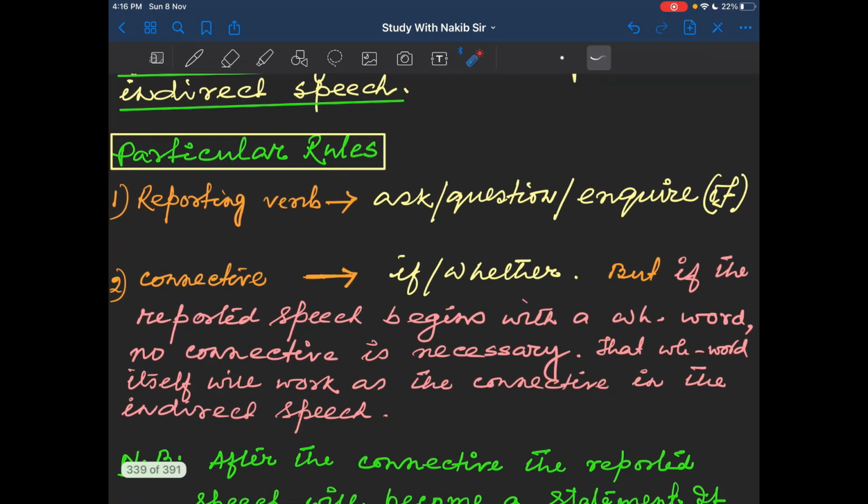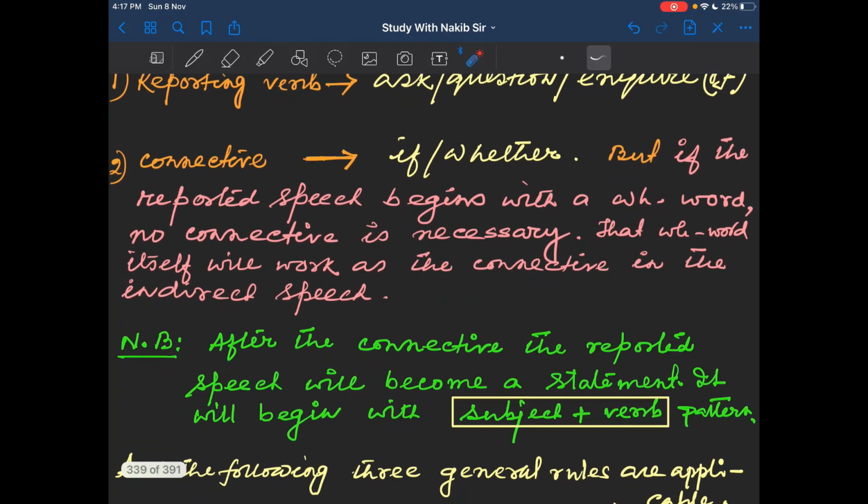So you have got your connective if or whether. But if the reported speech begins with any WH word, this connective is not used there. That very WH word at the beginning of the reported speech will work as the connective.